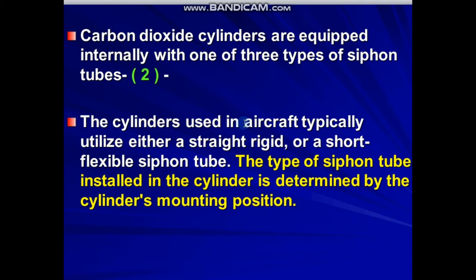The cylinders used in aircraft typically utilize either a straight rigid or short flexible siphon, and we talked about that. The type of siphon tube installed in the cylinder is determined by the cylinder mounting position, and we talked about that.